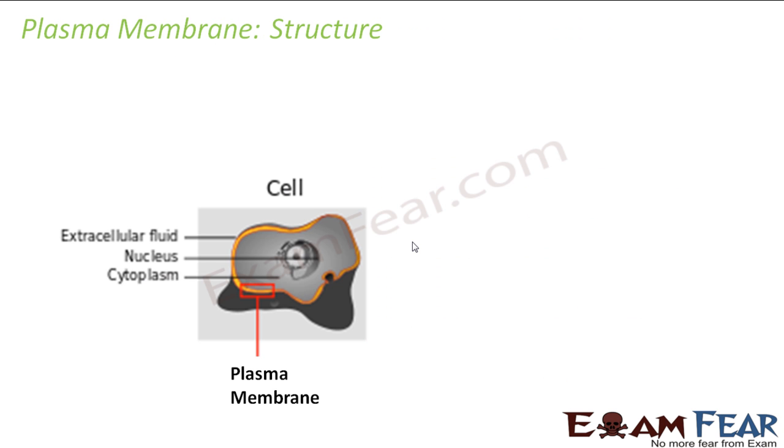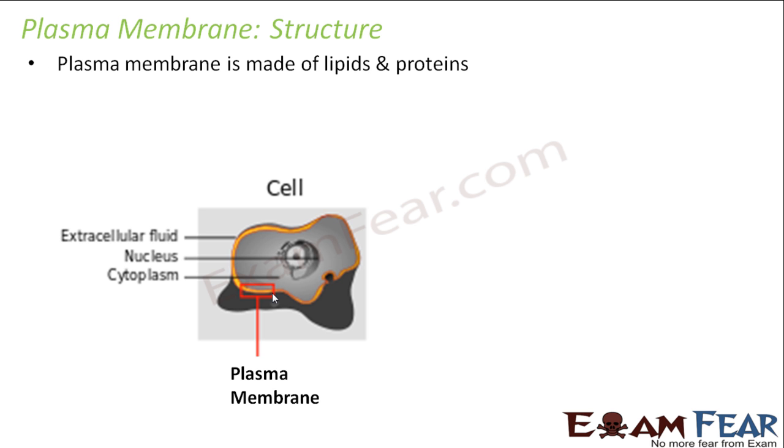Correct? Okay. Now let us talk about the structure of a plasma membrane. Now when I talk about the structure of a plasma membrane, I am talking about only this portion of the cell, right? So a plasma membrane is made up of lipids and proteins.